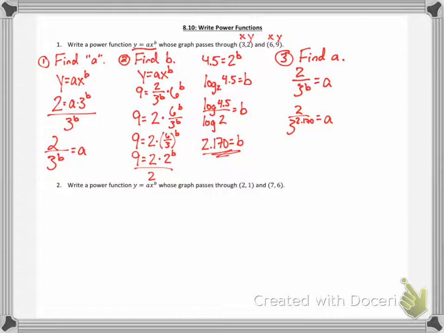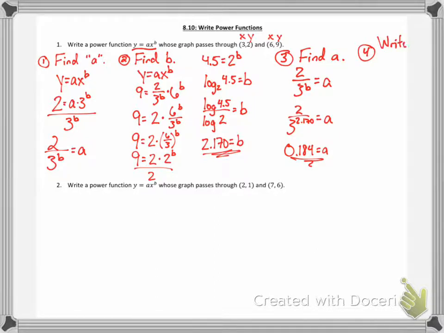Use your calculator, do correct PEMDAS, however you need to punch it in. You're going to get a decimal, and a lot of times these are going to come out pretty small, and that's okay. You get what you get. If you punch it in correctly, you should get roughly 0.184 for the a value. You now have a, you now have b.